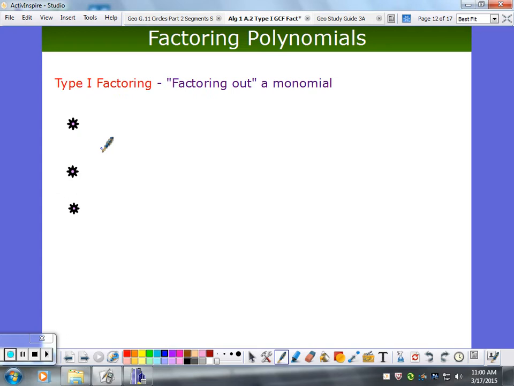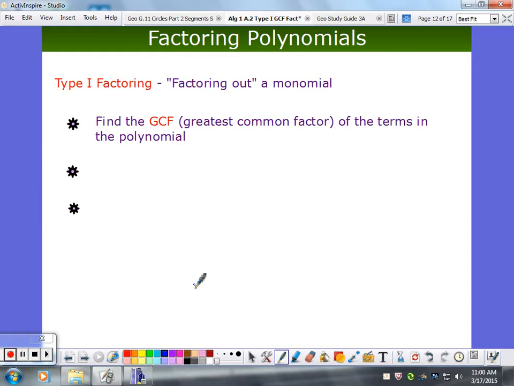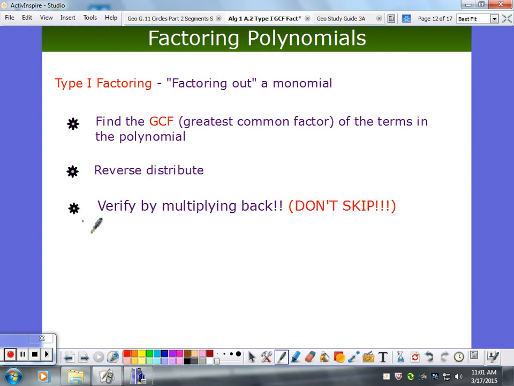That's the first kind of factoring we're going to learn, and I'm on the back now of your notes. Type 1 factoring. These types, by the way, are not in any textbook. These are categorizations. I'm actually stealing it from a TJ teacher. She did a very nice job of categorizing them. I love how she did it, so I use it here. Type 1 factoring: you factor out a monomial. You're going to look for the greatest common factor in terms, and then you're going to reverse distribute. And then you verify. And I'm just going to tell you now, do not skip this step. We'll see when we actually do one why this is so important.